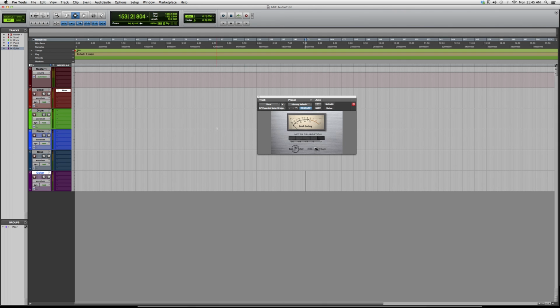So that's about it guys. I hope you guys enjoyed, learned something new today. This is just a calibration meter. There's not much to it, so I can't tell you guys much about it.